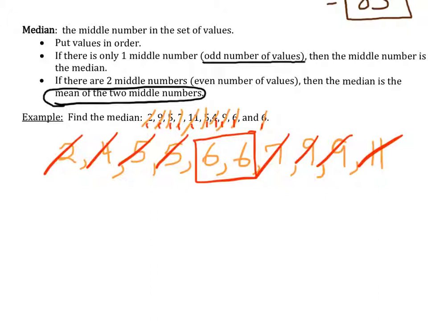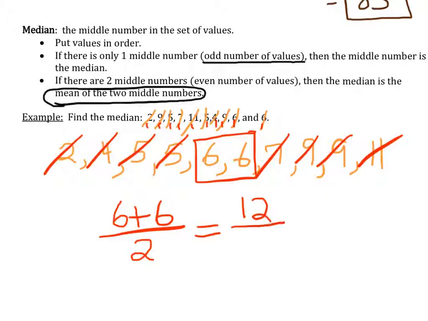These two numbers, 6 and 6, are my two middle numbers, so I have to find the mean of them. The mean, remember, is the arithmetic average. I add them together and divide by the number that I have, which is 2. 6 plus 6 is 12, divided by 2, which is 6. So my median is actually 6, because those two middle numbers are the same. We're not going to look at another example; we're going to go to another type of statistic.